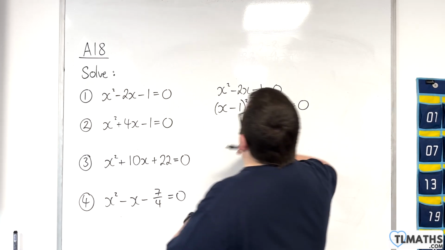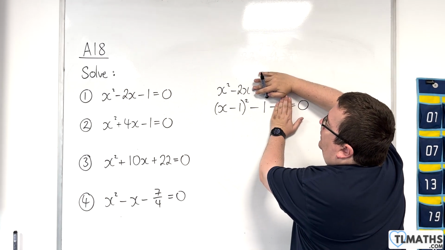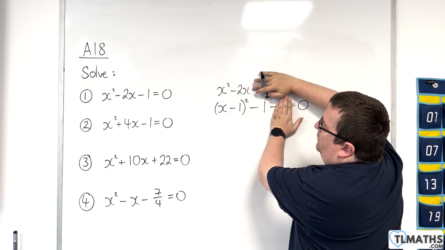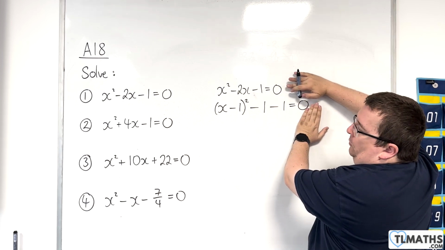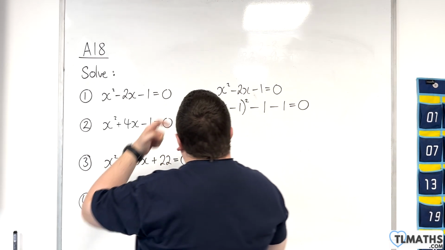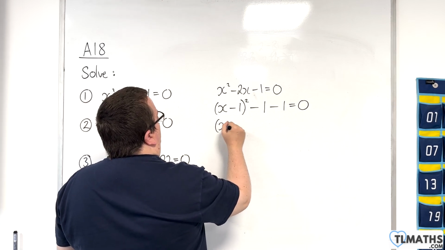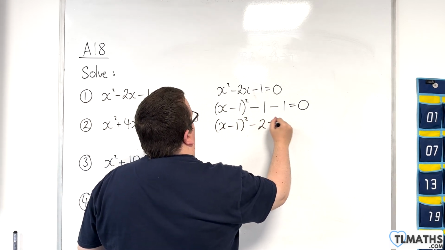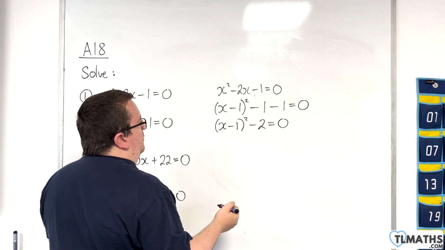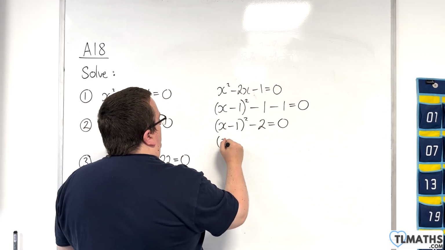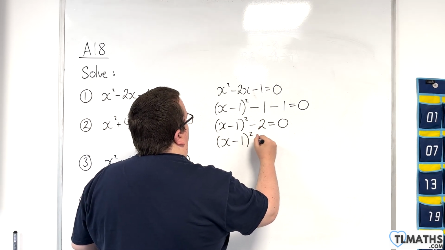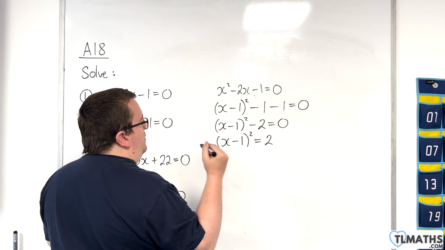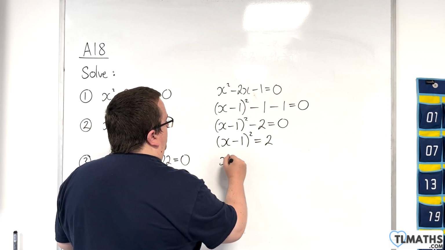Okay, so the x squared take away 2x becomes x take away 1 all squared take away 1, and then we've still got the minus 1 equals 0. Okay? Right, let's tidy that up. So minus 1 take away 1 is minus 2. Then add the 2 to both sides, and then square root both sides, bring in the plus minus.